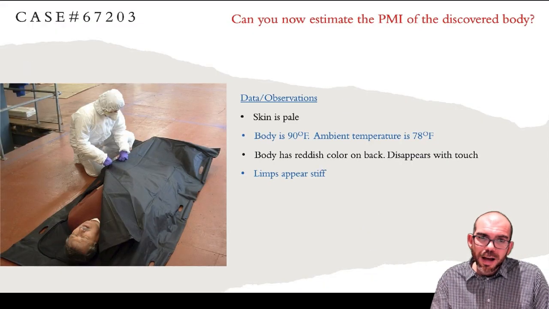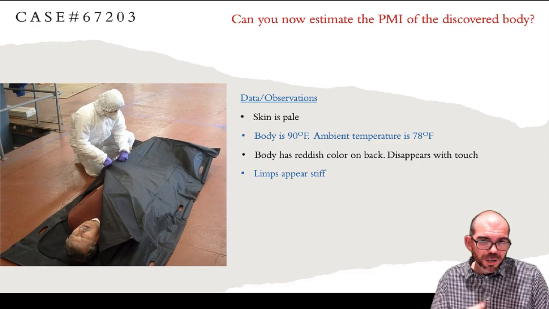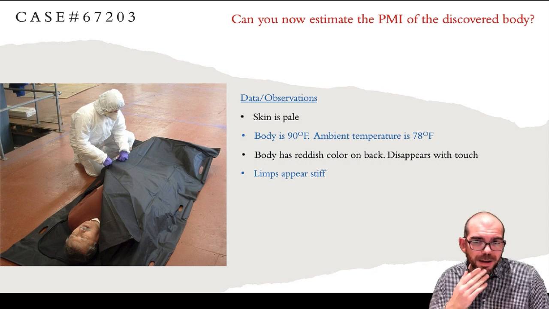So let's return now to case 67203. I told you that the skin was pale, the body was 90 degrees Fahrenheit when the ambient temperature of the basement was 78 degrees. The body has a reddish color on its back that disappears when it's touched, and the limbs appear stiff. Could you now estimate the PMI of this individual?